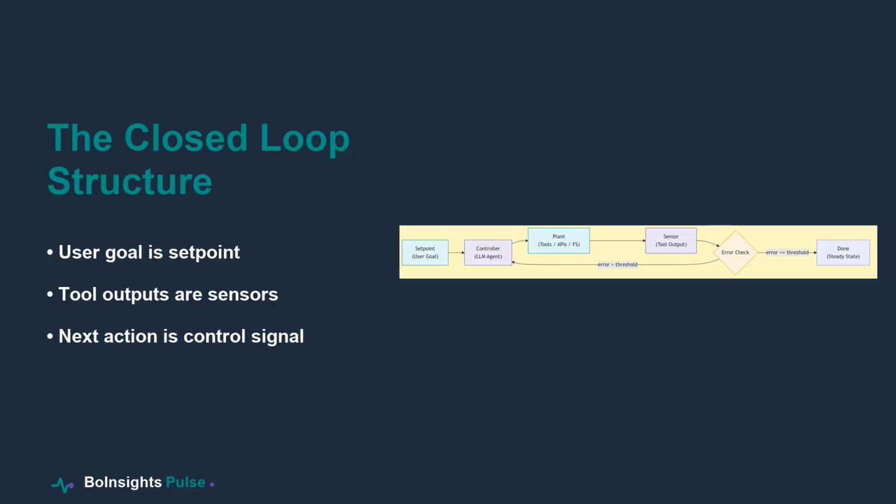In control theory, you measure the output, compare against a set point, compute the error, and adjust input. The agent cycle is identical. Observe, decide, act, verify. The user's goal is the set point. Tool outputs are the sensor. The next action is the control signal. The loop closes exactly the same way.